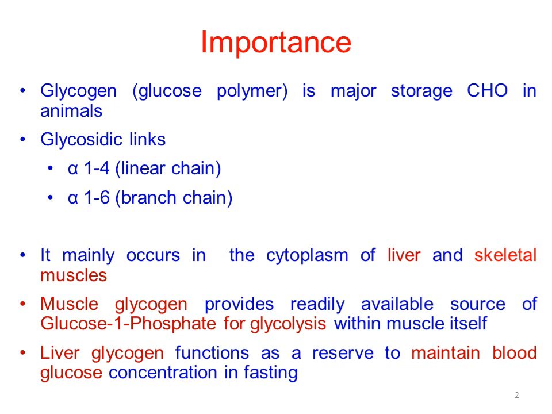Glycogen synthesis mainly occurs in the cytoplasm of the liver and the skeletal muscles. The muscle glycogen provides a readily available source of glucose 1-phosphate for glycolysis within the muscle itself. However, liver glycogen functions as a reserve to maintain blood glucose concentration in fasting.